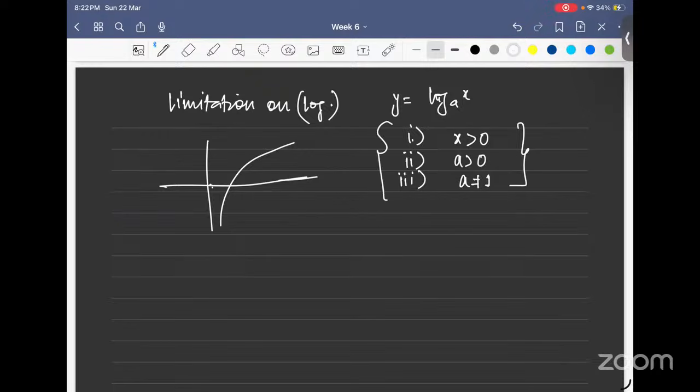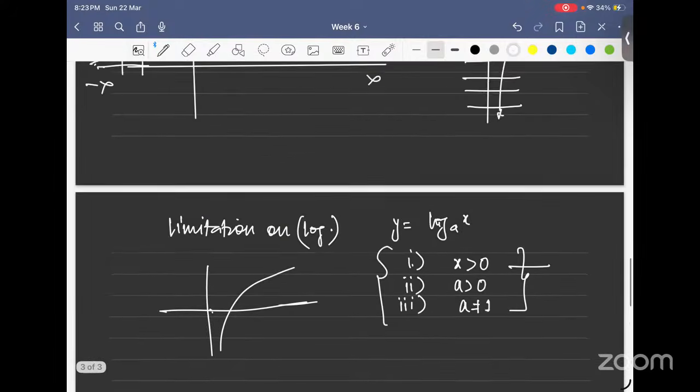Whenever you're writing a logarithm function, x should be greater than 0 because of the domain, a should be greater than 0, and a should not be equal to 1. I hope this is clear. Since I already kept x greater than 0, you can't consider x as 0 either. This will help you whenever you're asked to calculate the domain of any function given in the form of a log. So these three features should be there in your mind.